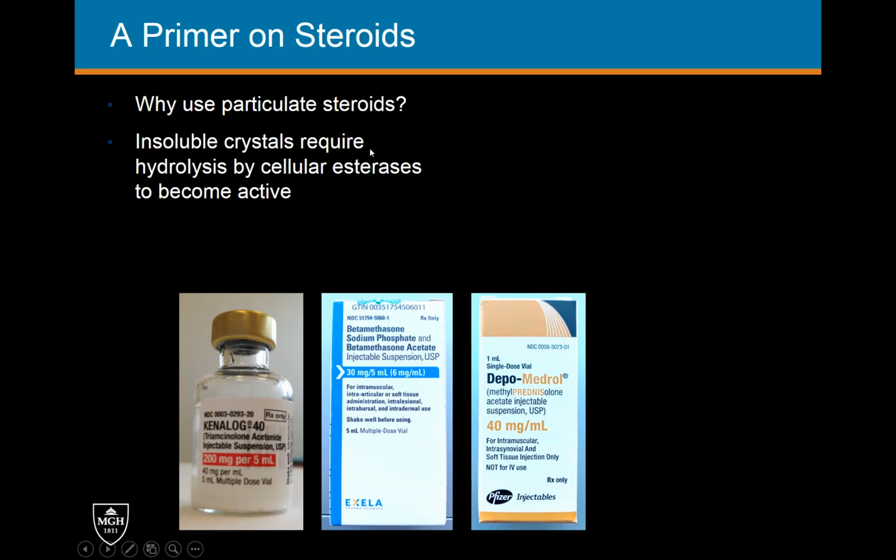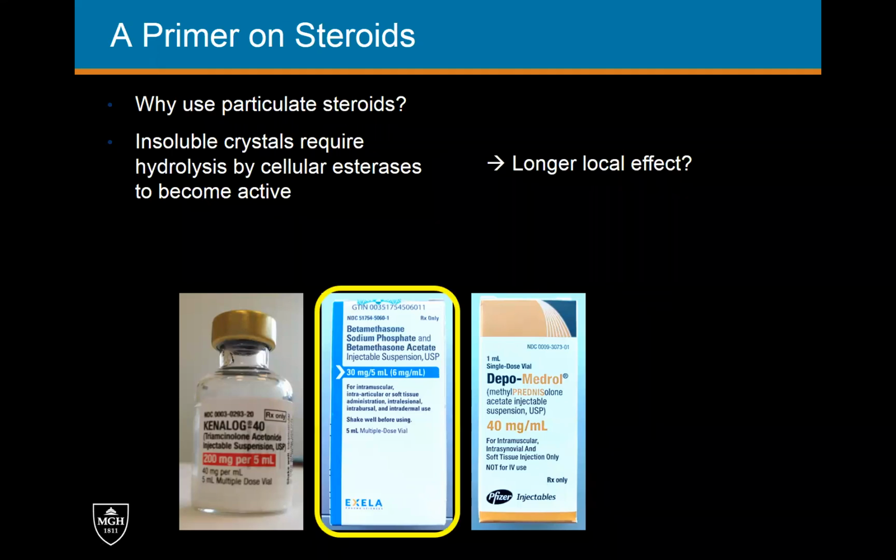If you read the literature, it is a little bit controversial as to whether or not it actually does anything. But the theory behind it, and they've done case series and case control studies, is that the insoluble crystals require hydrolysis to become active. So if they hang around in the area where you want them active longer, then hopefully it can last longer and become a slow release, as opposed to a soluble steroid like dexamethasone, which probably gets absorbed into the system within 20 minutes. So that's the theory behind it.